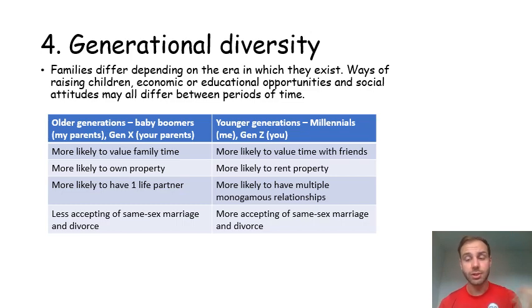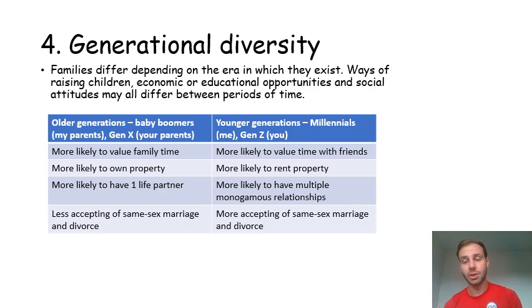Younger generations, such as millennials and you guys, Gen Z, are more likely to value time with friends and also to rent property with friends. They haven't got enough money to buy a house, so a lot of younger people rent a property with friends and sometimes make their friends their family. Maybe they've moved away from the family into the city and they're living with friends, and those friends are the ones that they spend Christmas with and Easter with and birthdays with and all those key life moments, so their friends become their family.